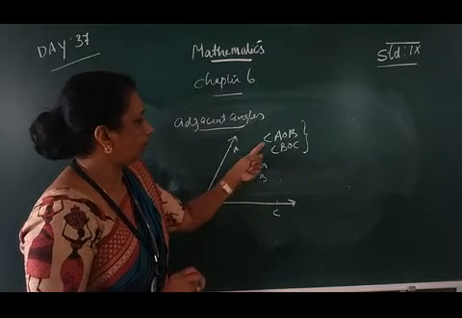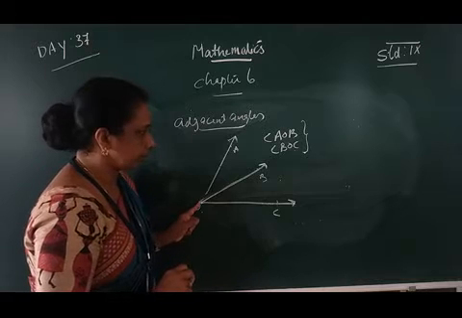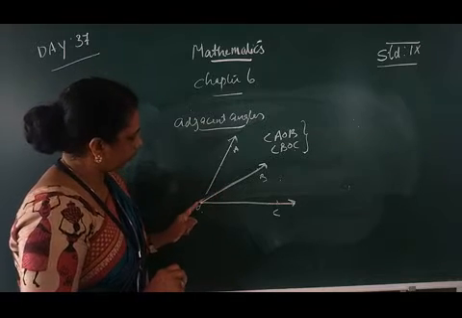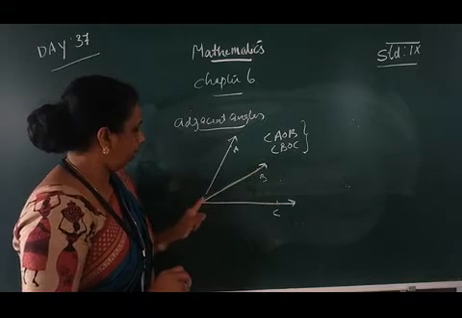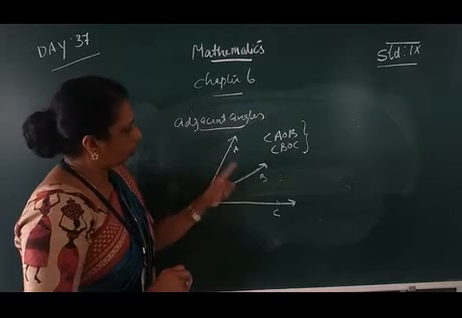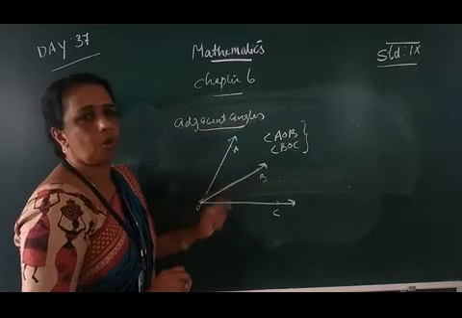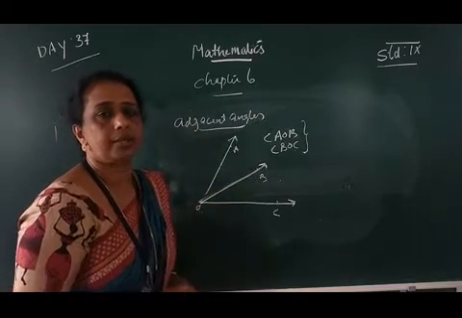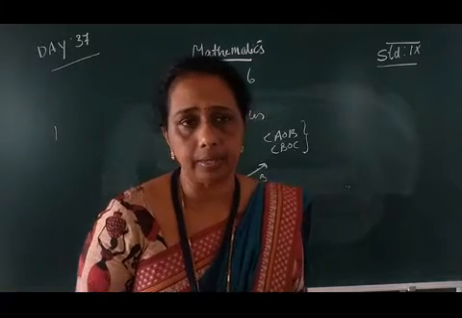If two angles have a common vertex, here O, and a common arm OB, and the non-common arms are on either side of the common arm, then we say that the two angles are called adjacent angles.